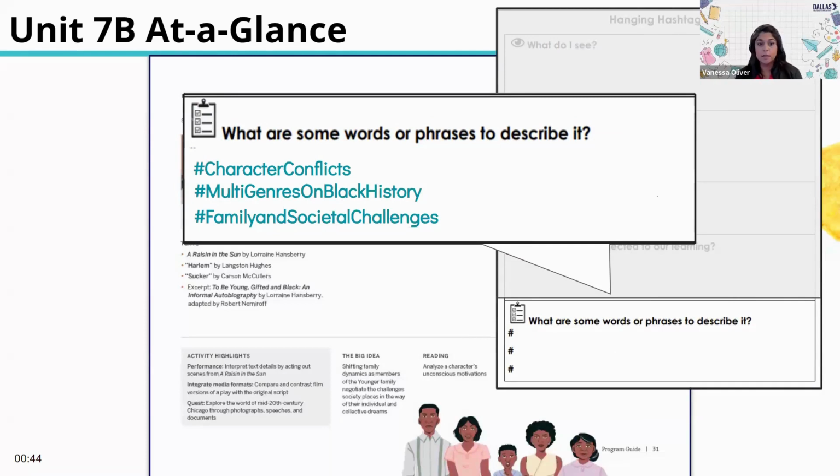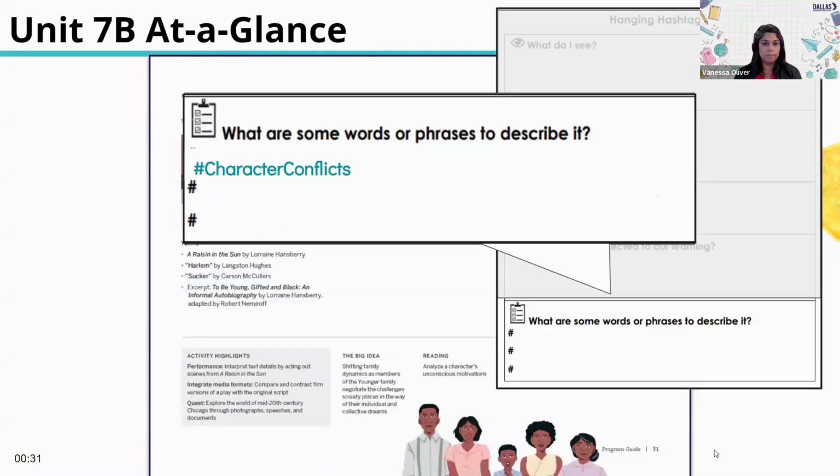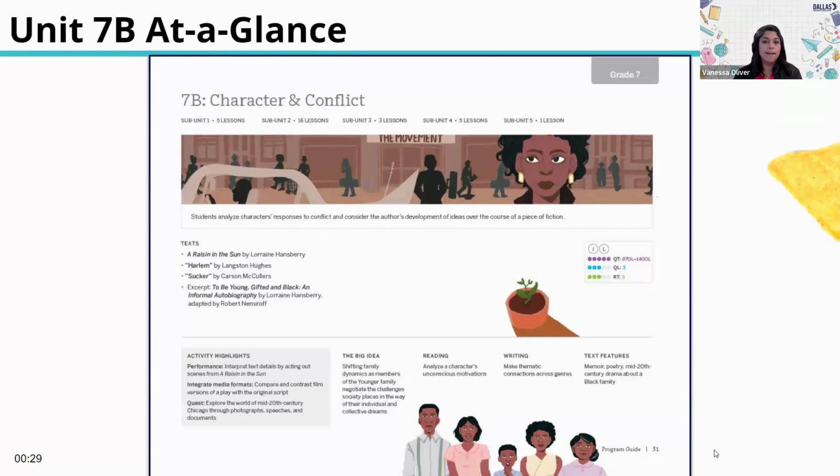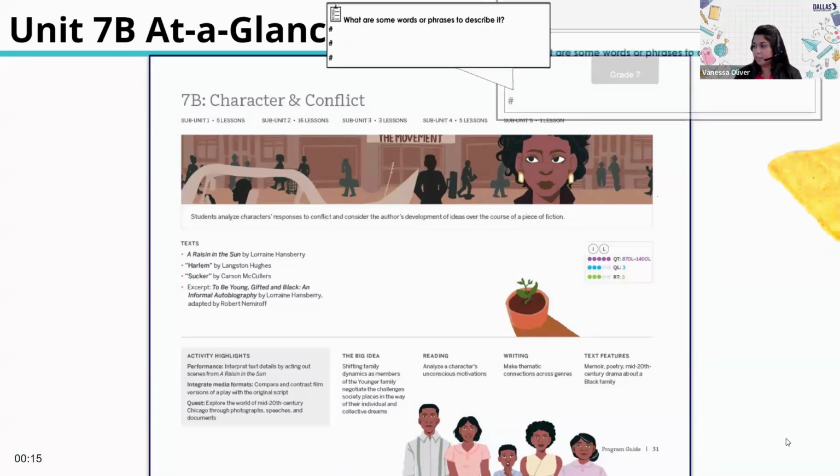Okay, and that's just based on looking at the images. There's a family at the bottom. If you go back, Tony, a couple of times, back arrow. Yeah, sorry. The image at the top, looking at the text, they have some poetry, they have a memoir. A Raisin in the Sun is a play. So those are just some things I pulled from that unit poster. Okay, and then we'll move on to eighth grade.